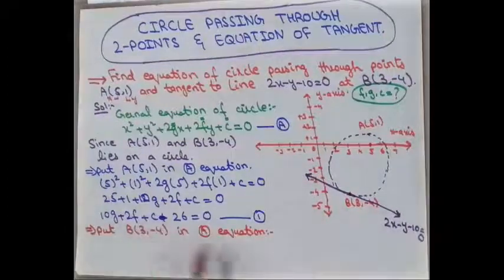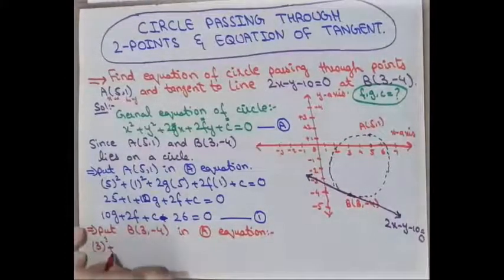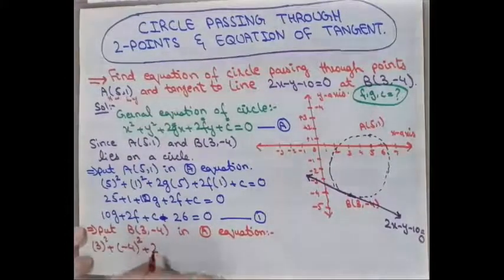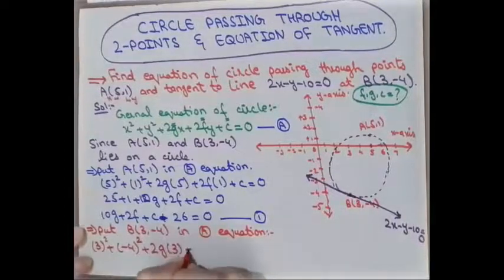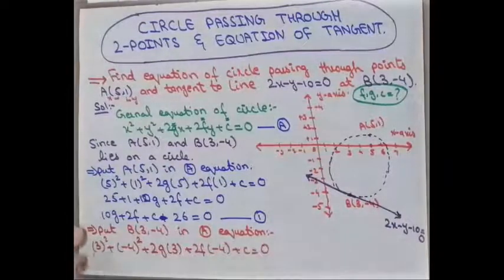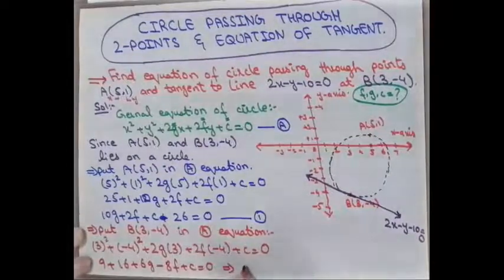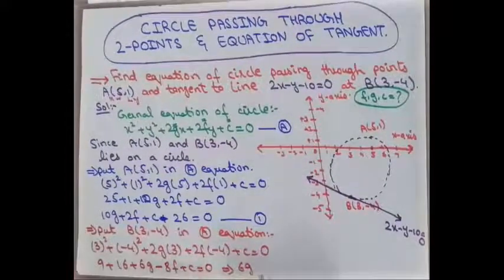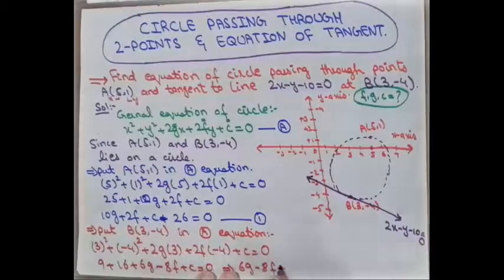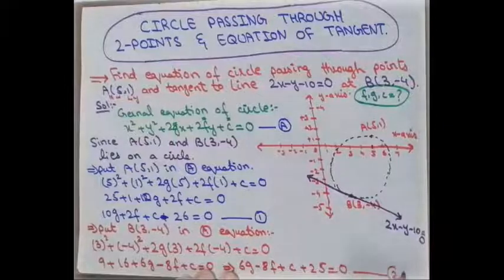Now put the other point in equation A. So it will be 3 square plus (-4) square plus 2g times 3 plus 2f times (-4) plus c, which equals 0. If we solve it, it will be 9 plus 16 plus 6g minus 8f plus c equals 0. So if we write it, it will be 6g minus 8f plus c plus 25 equals 0, and it is our second equation.